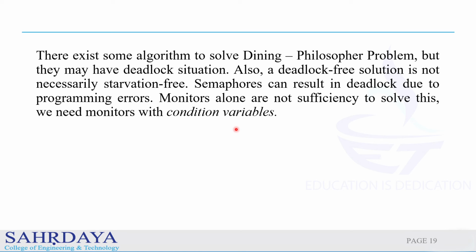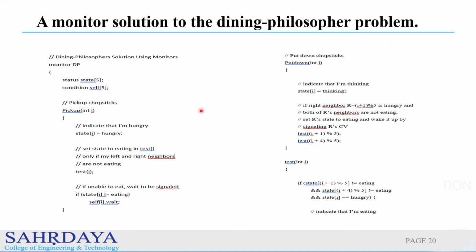So this is the basic usage of condition variables. This is the program: monitor DP, then there is a state and five conditions. We are initializing everything. Now we are going to pick up the chopstick, pickup(int i), and we indicate that I am hungry, that is state[i] = hungry.